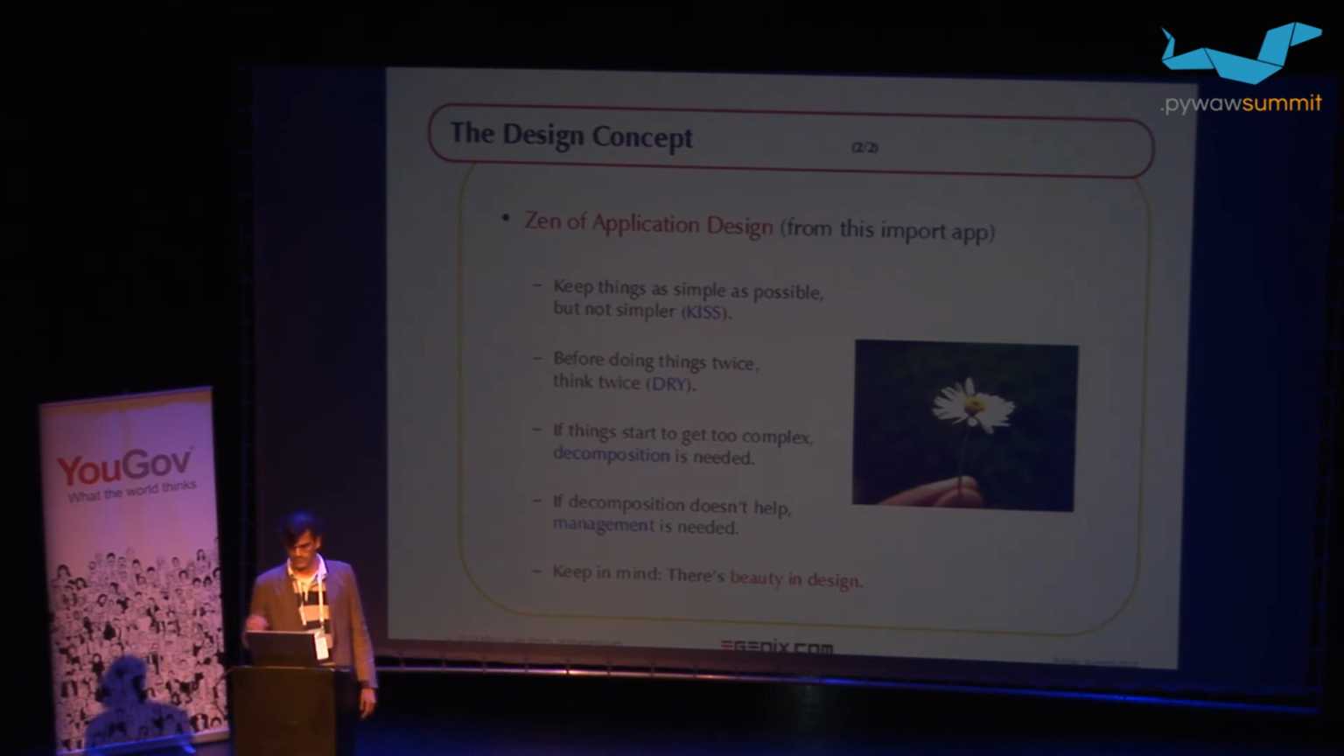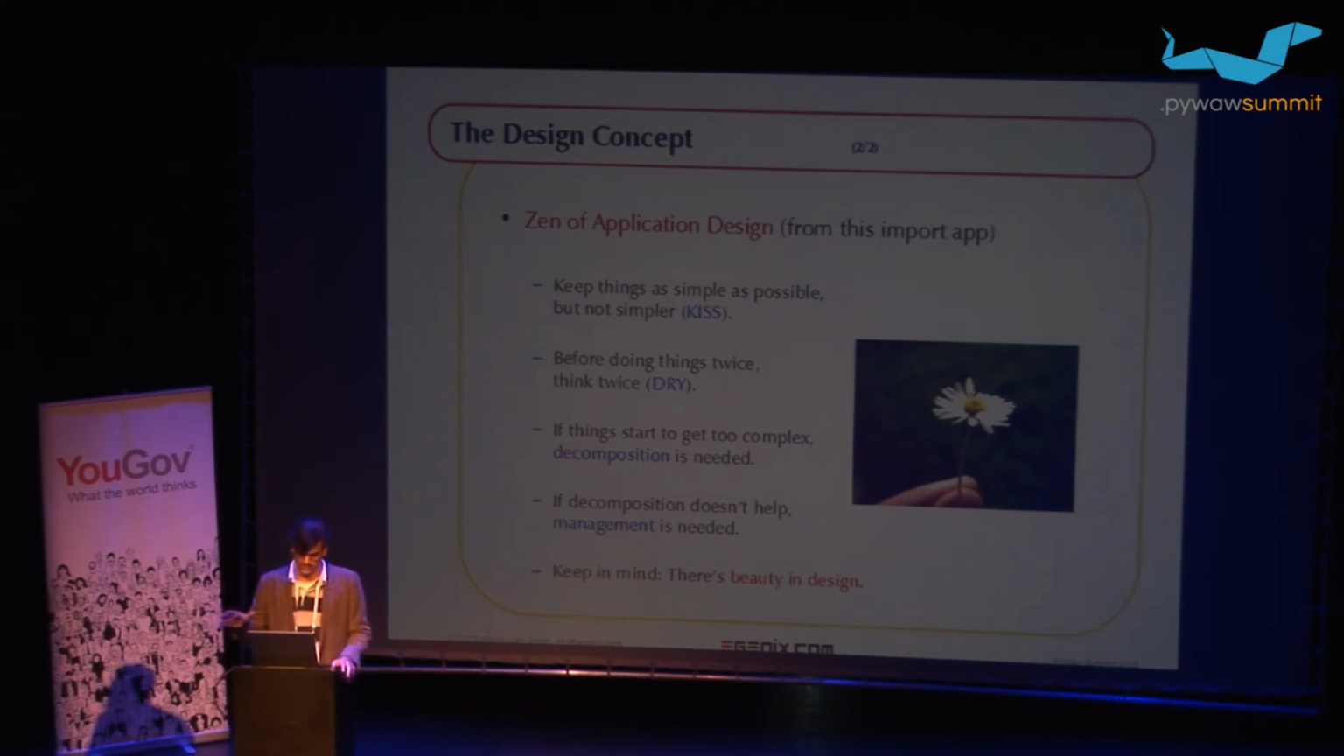So one is, of course, the KISS principle. I think you all know that. You try to make things as simple as possible, but not simpler than that. The other one is you should not try to repeat yourself, the DRY principle. So it's usually better to think twice before doing something twice.